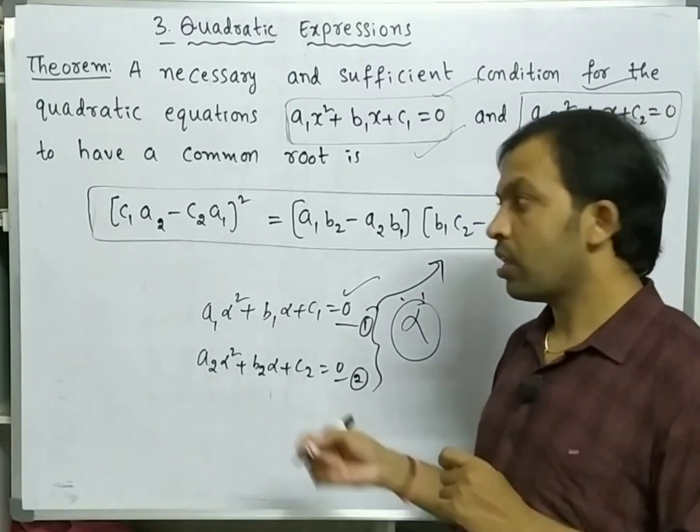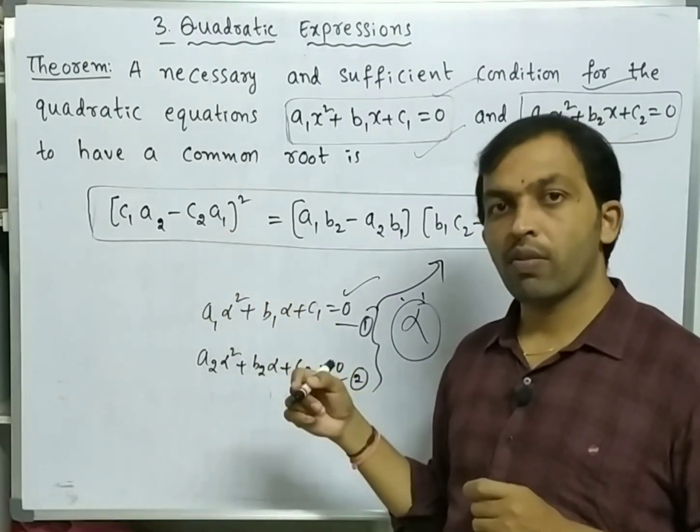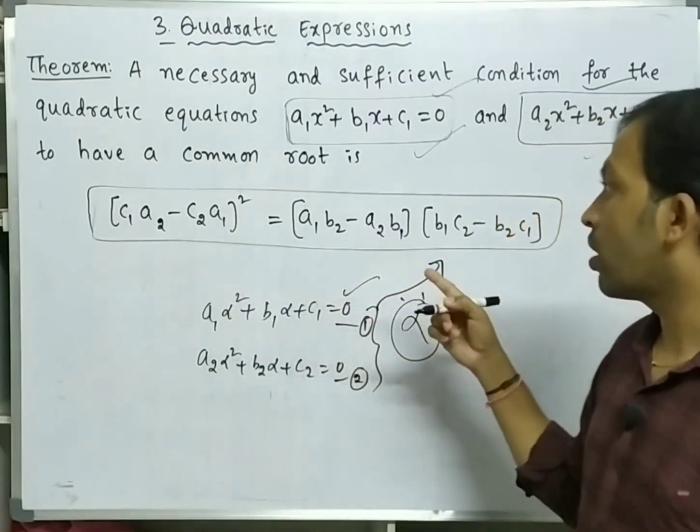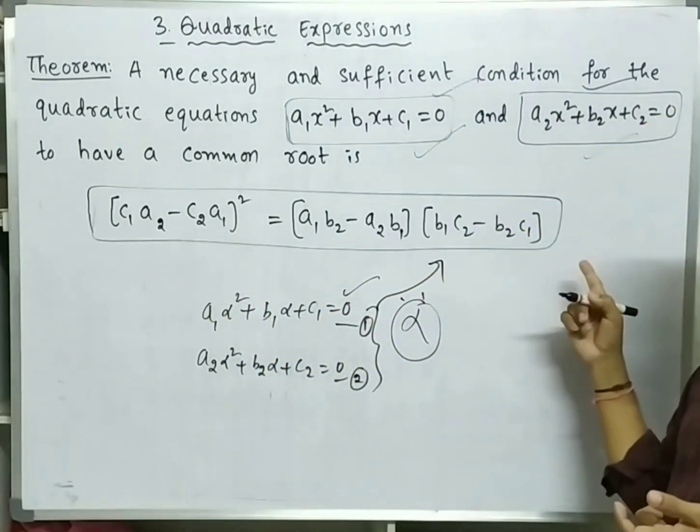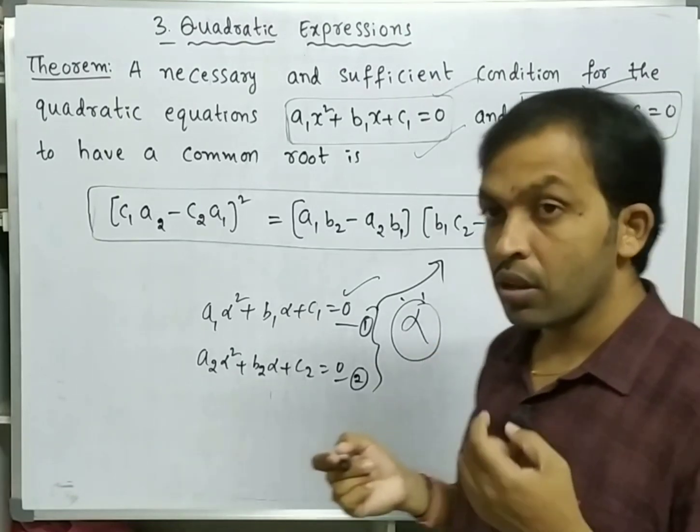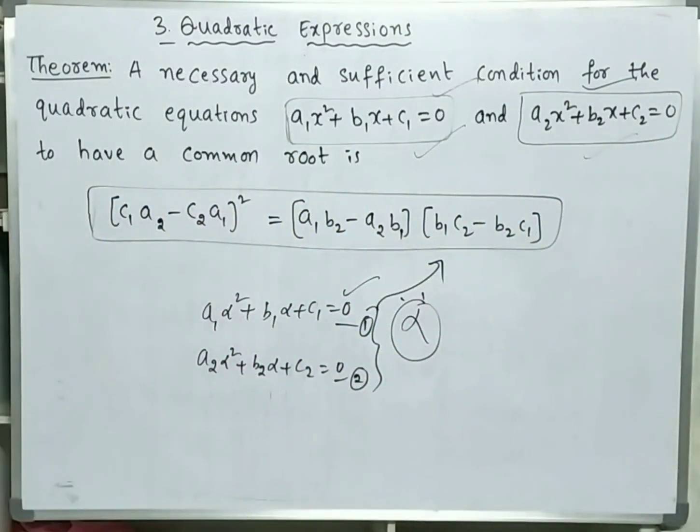So the condition is (c1a2 minus c2a1) whole square, which is equal to (a1b2 minus a2b1) into (b1c2 minus b2c1). Remember that condition. Here I am not focusing on the proof of this theorem, so you can verify it from the textbook.